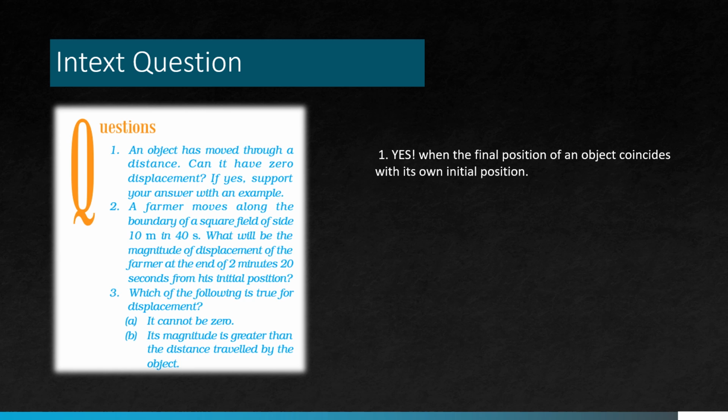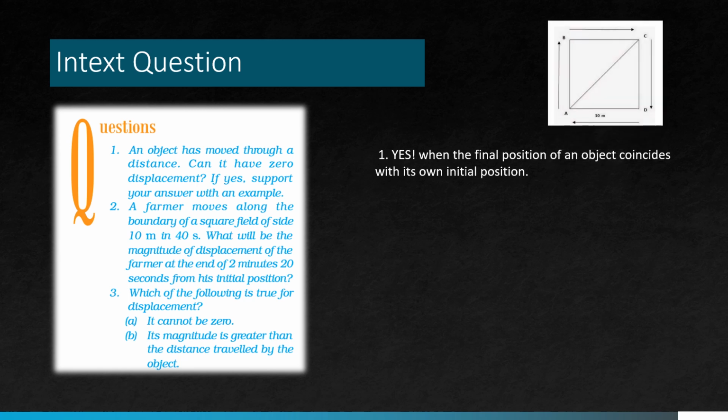Okay. The second question is that a farmer moves along the boundary of a square field of side 10 meter in 40 seconds. What will be the magnitude of displacement of the farmer at the end of 2 minutes 20 seconds from his initial position? So here it involves certain calculations. I will tell you how to attempt it.